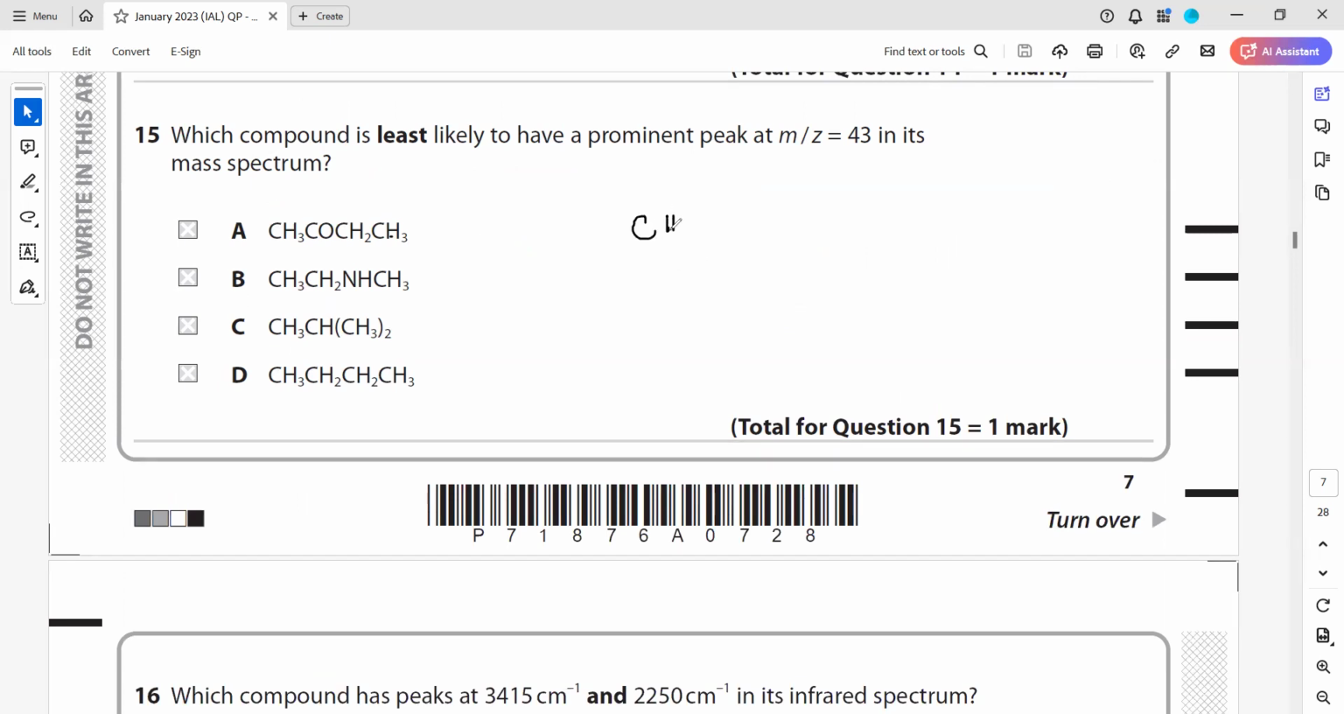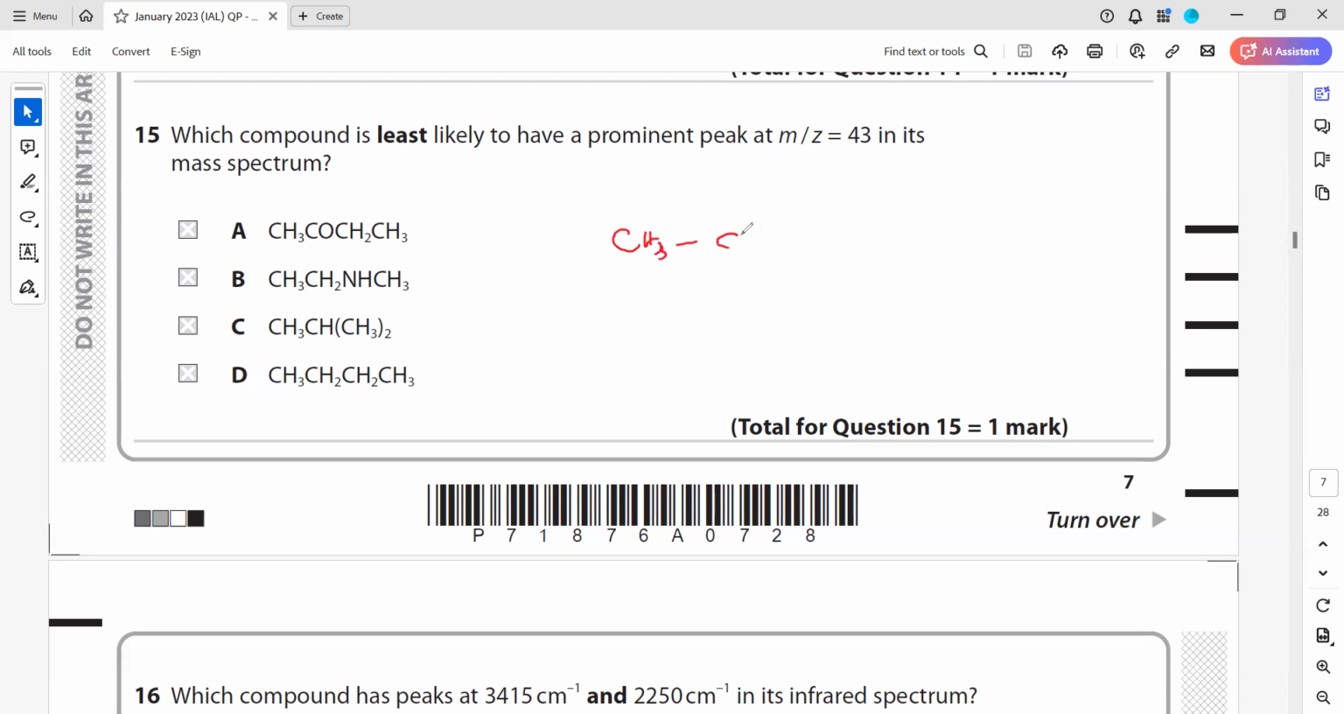So this is CH3, C double bonded with O, CH2, CH3. So this will be 15. 12 plus 16 makes 28. This will be 14, and this will be 15. So 28 plus 15, so that will be 43. So this can give 43. What about the second structure?